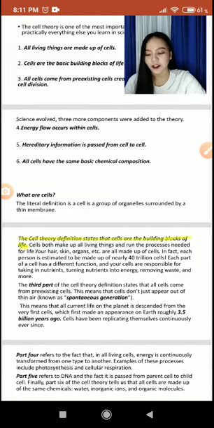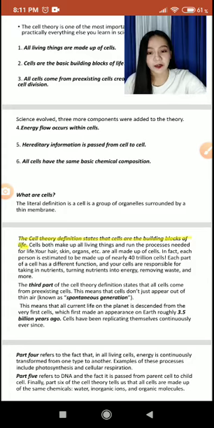Each part of a cell has a different function, and your cells are responsible for taking in nutrients, turning nutrients into energy, removing waste, and more. So basically, everything our body does, it does because cells are directing the actions.